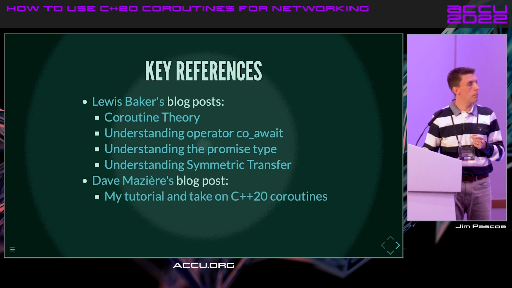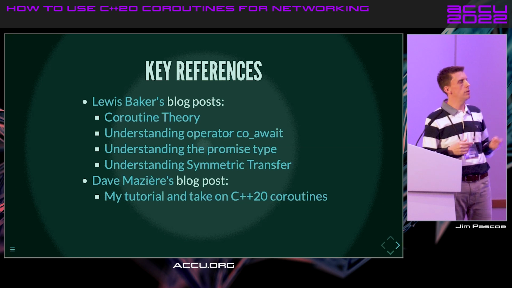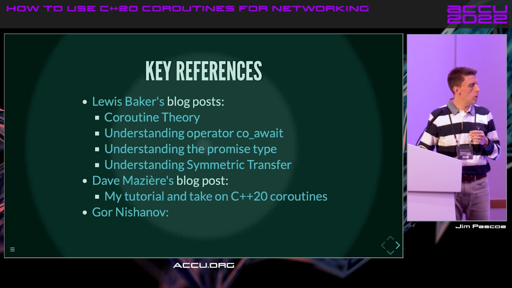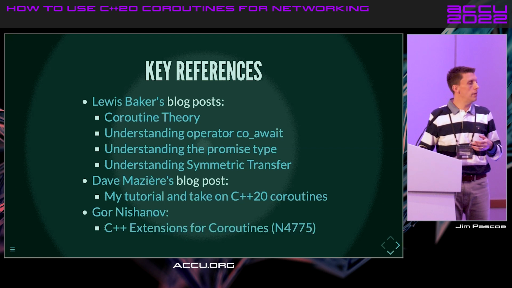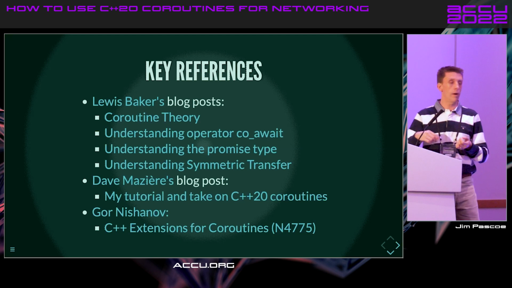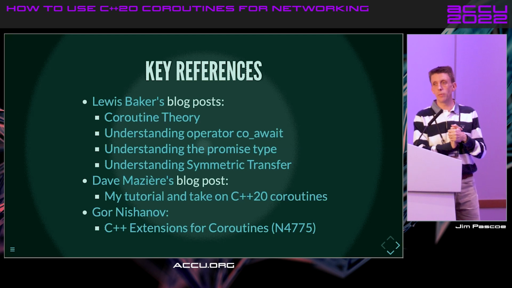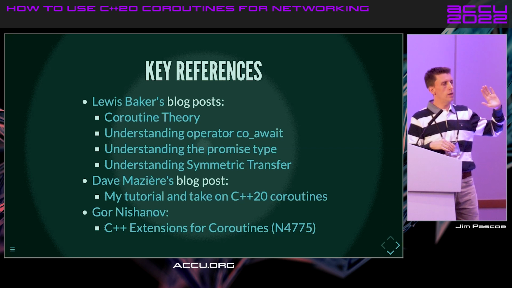Dave Mazières wrote a very good blog post in February 2021, his tutorial and take on C++20 coroutines. It's very good, quite different to Lewis's approach. And if you really want to understand the details, I would look at the first 4 personally. Gor Nishanov, obviously one of the people who invented the support in C++20. If you read the WG21 paper for coroutines, it's very readable. I think it's only about 16 to 20 pages long, and it's extremely well written. It's not hugely overloaded with standardese. So these key references really facilitated my understanding. These were the ones that I invested in heavily.